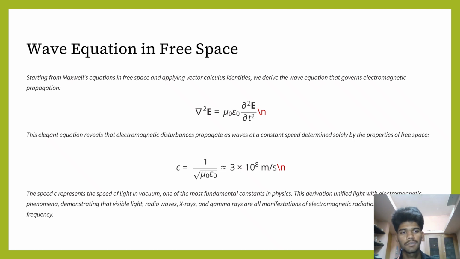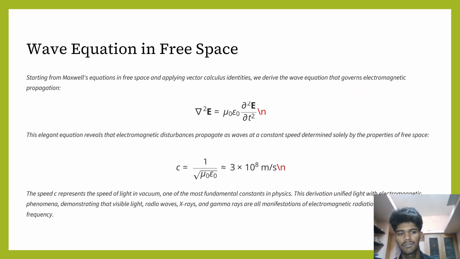Wave equation in free space. Starting from Maxwell's equations in free space and applying vector calculus identities, we derive the wave equation that governs electromagnetic propagation, as shown in the figure. This elegant equation reveals that electromagnetic disturbances propagate as waves at a constant speed determined solely by properties of free space. The speed c represents the speed of light in vacuum, one of the most fundamental constants in physics. This derivation unifies light with electromagnetic phenomena, demonstrating that visible light, radio waves, X-rays, and gamma rays are all manifestations of electromagnetic radiation.